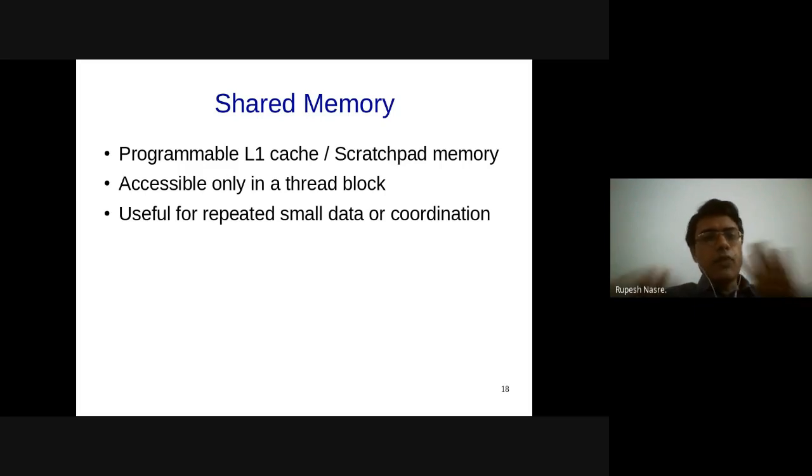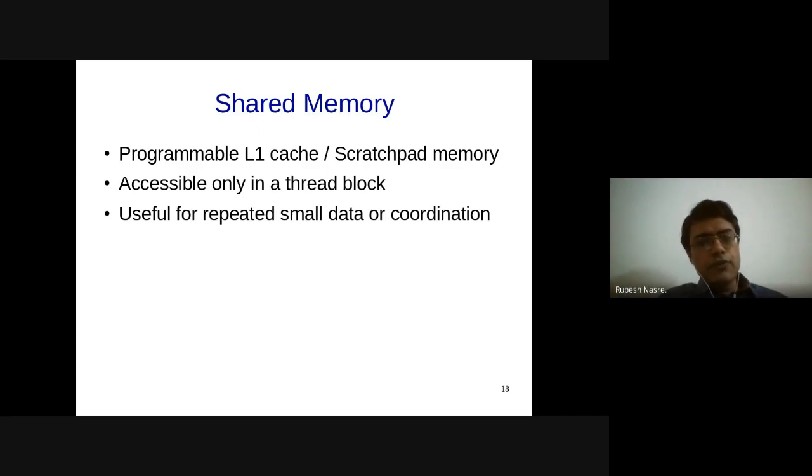Always remember that whatever you define in shared memory is accessible only within a thread block, which means that only those, let's say 512 or 1024 threads in that thread block are going to have access to a common scratchpad memory. Another thread block will have another set of bytes accessible to them. So two threads from two different thread blocks will not be able to access the same shared memory. If they have to communicate, they have to communicate via the global memory.